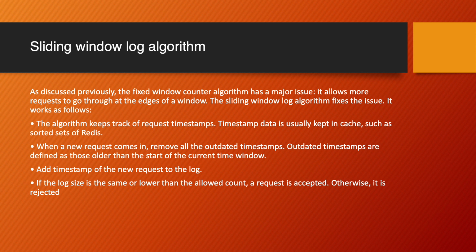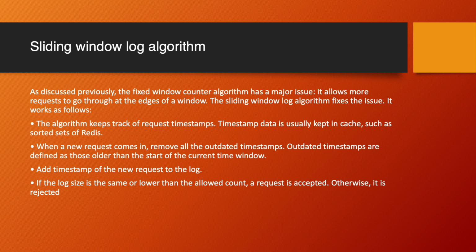As discussed previously, the fixed window counter algorithm has one major issue. It allows more requests to go through at the edges of the window. The sliding window log algorithm fixes the issue, and it works as follows. The algorithm keeps track of request timestamps. Timestamp data is usually kept in cache, such as a sorted set of Redis.